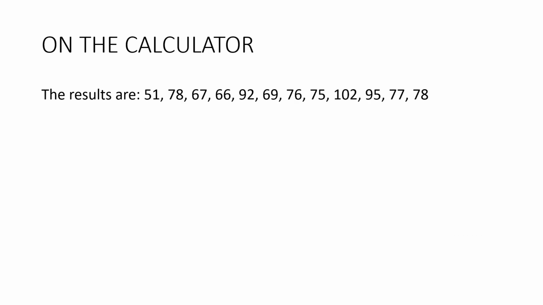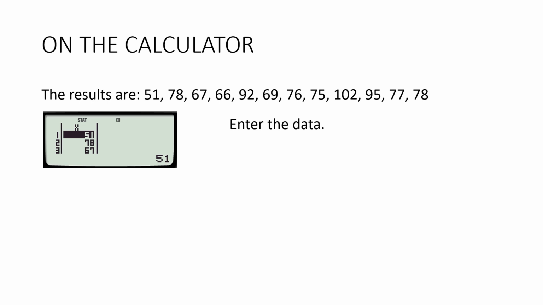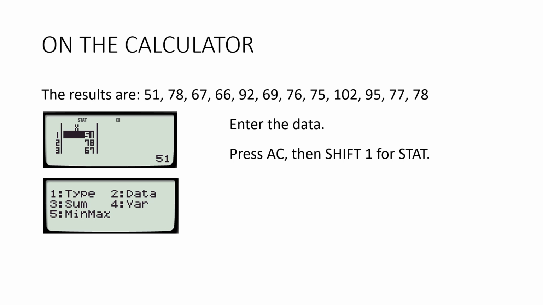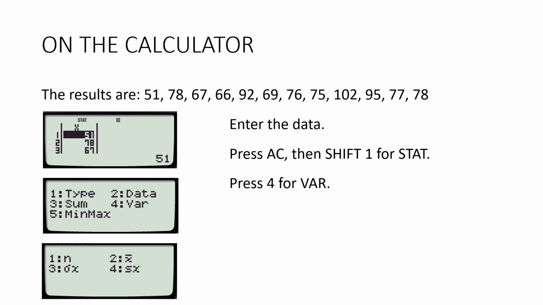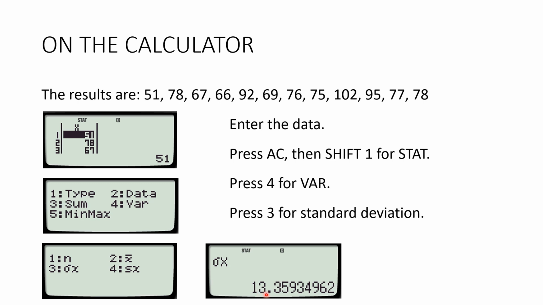And the calculator will also work out the standard deviation for us. So put the calculator into stats mode and choose 1 var and enter the data. Press clear, then shift 1 for your stats menu, and it's going to be in the same place as the mean. So in here, in variable. So there's our mean, there's our standard deviation, so press 3, and the standard deviation is 13.36. So that means on average, each of these scores is 13.36 away from the mean.